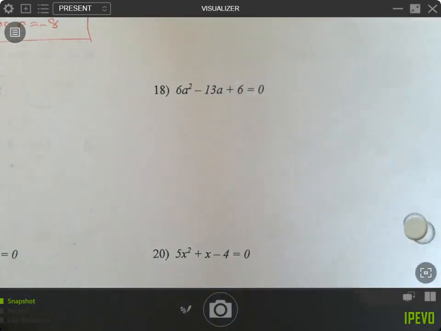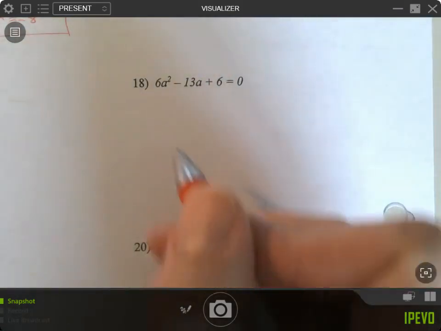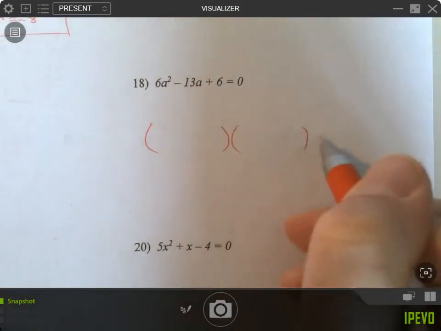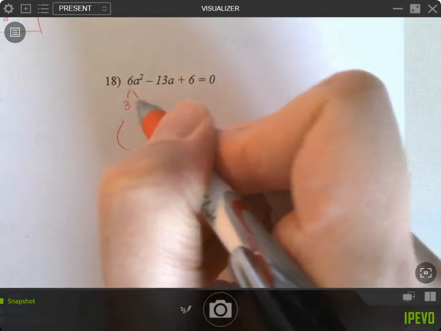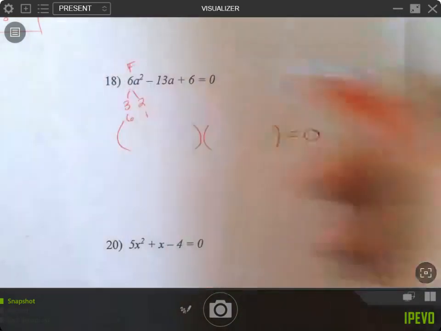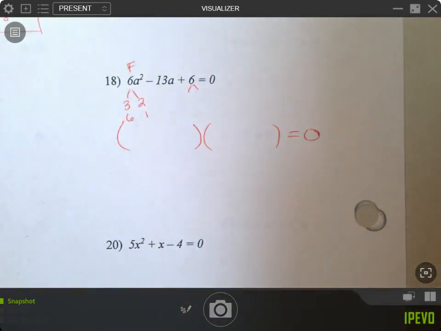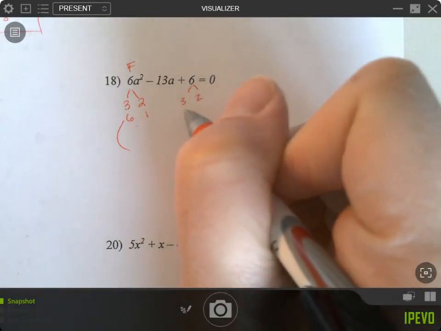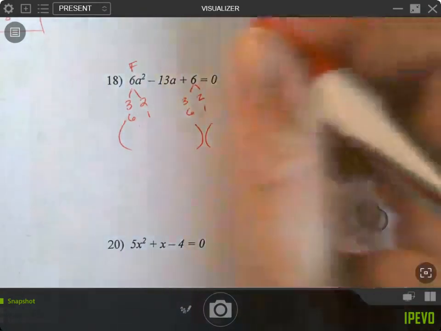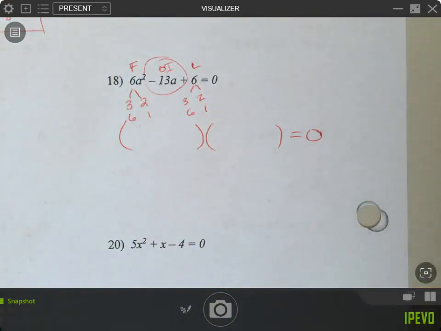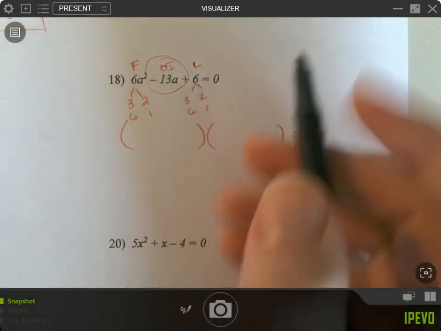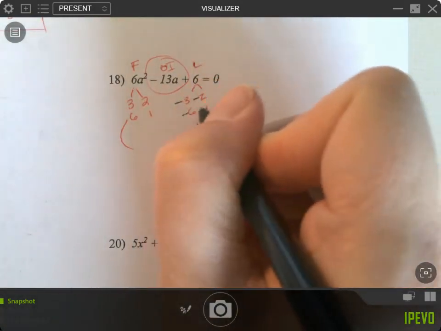But when I look at 18, the first thing I tried for was a GCF. There isn't one. This is where I'm going to have to do trial and error. What are my options to get the 6x squared? 3 and 2, or what? 6 and 1. What are my options to get a positive 6? 3 and 2, or 6 and 1. What kind of signs do I want? I need 2 negatives, don't I? The reason I need 2 negatives is because they have to multiply to positive, but add up to negative.